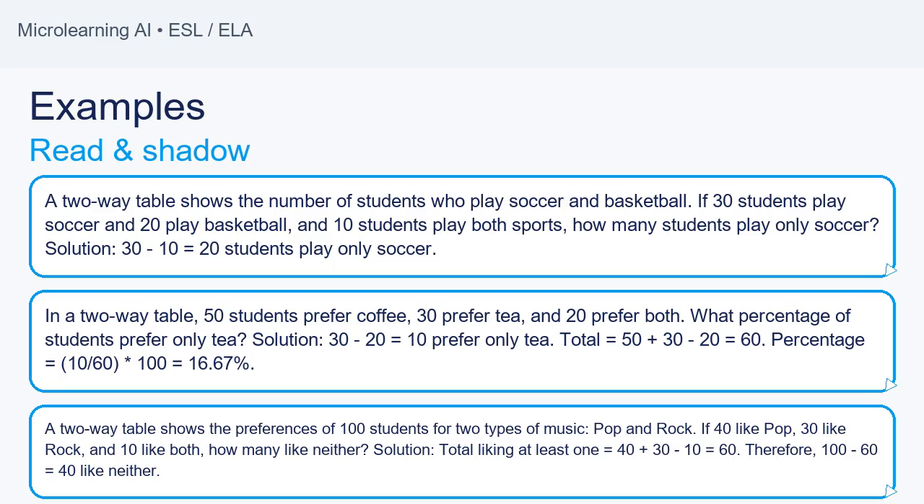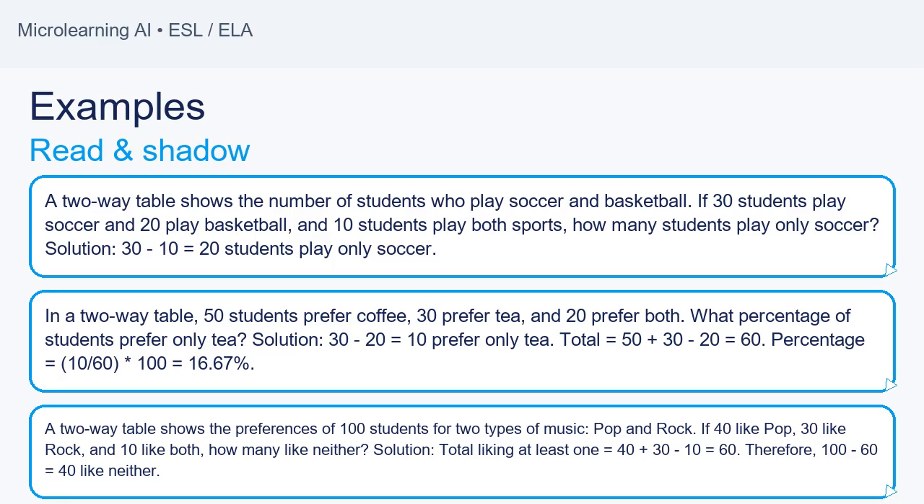In a two-way table, 50 students prefer coffee, 30 prefer tea, and 20 prefer both. What percentage of students prefer only tea? Solution. 30 minus 20 equals 10 prefer only tea. Total equals 50 plus 30 minus 20 equals 60. Percentage equals 10 over 60 times 100 equals 16.67%.